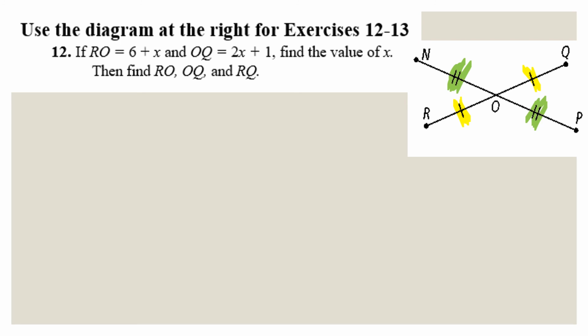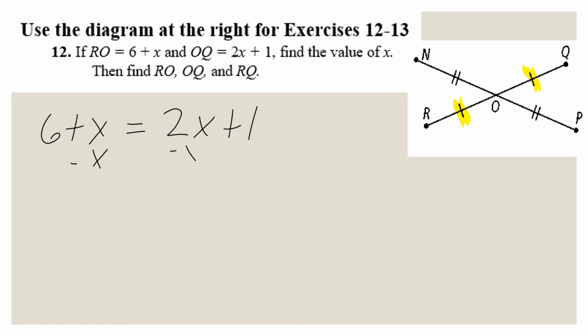Okay, so for number 12, if RO equals 6 plus x and OQ equals 2x plus 1, find the value of x. So let me erase this here, so we're only working with the one. RO is 6 plus x, so I'm going to write that down. And then OQ, the other side of the line segment, is 2x plus 1. Because they are congruent, they can be set equal to each other. And then you guys know what to do, so solve for x.